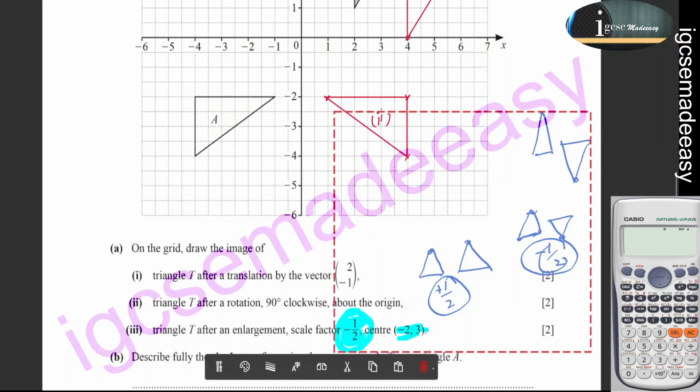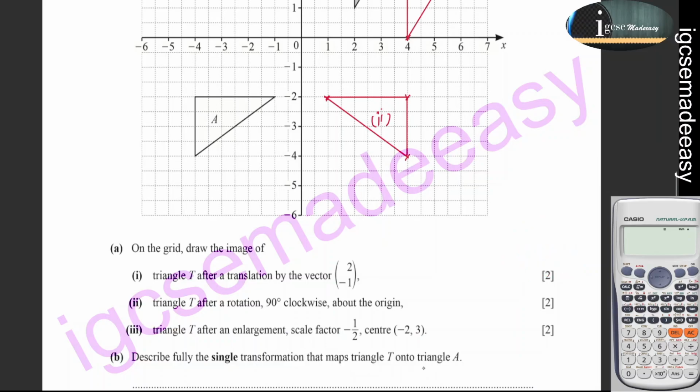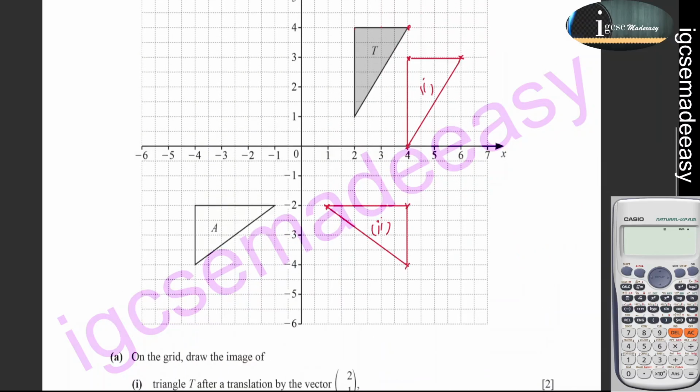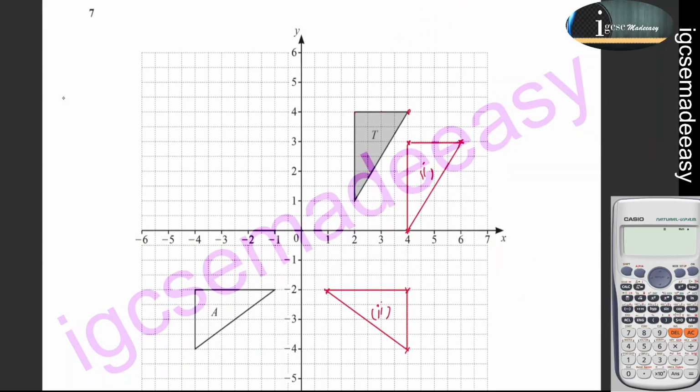Then let's do the things. Also see what 1/2 indicates. I'll do it with the blue pen here. SF actually indicates image length by object length. So 1/2 is here, -1/2 is here. It means that the image will be half of the object, right? If image length is 1, the object length will be double, right?